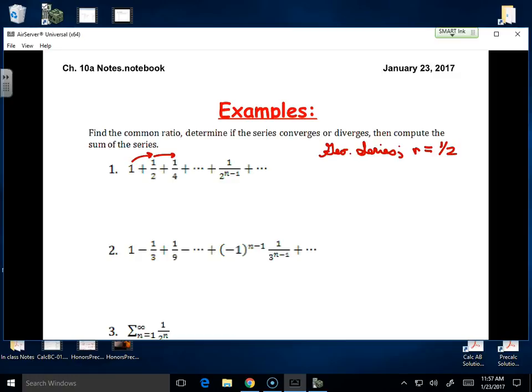What can you say as a result, because r equals 1/2? That it converges.